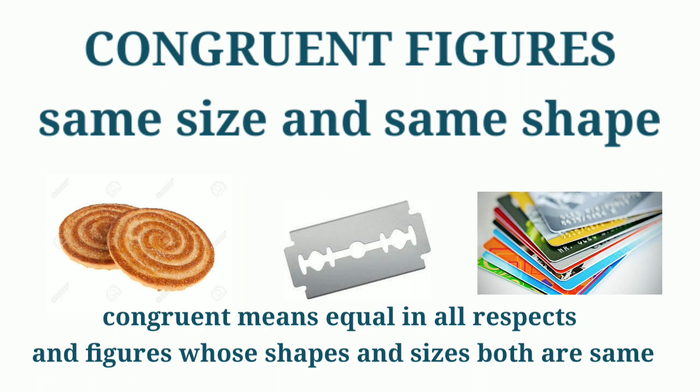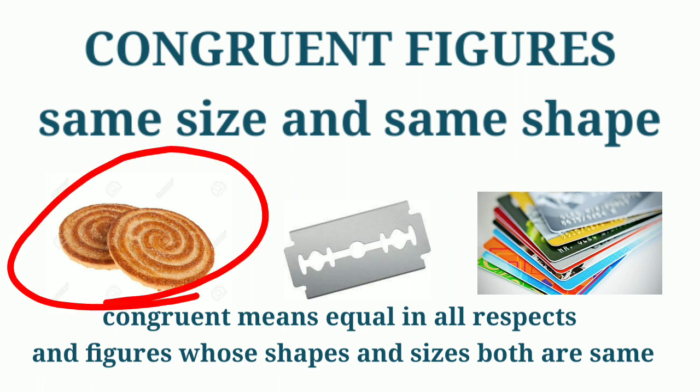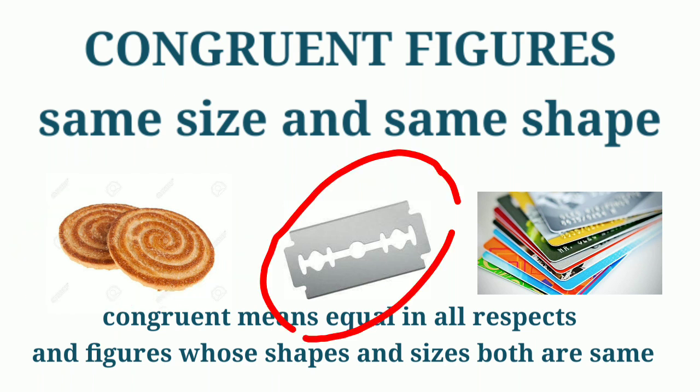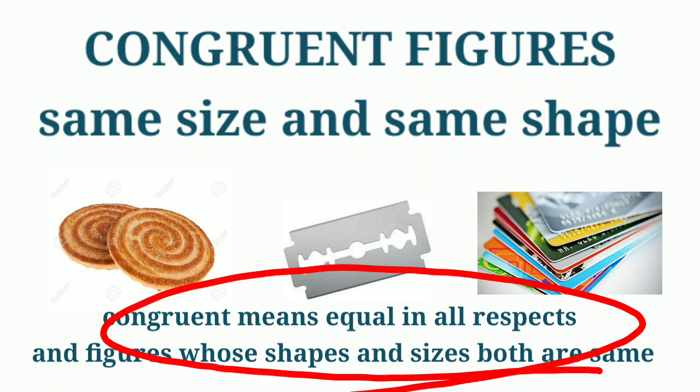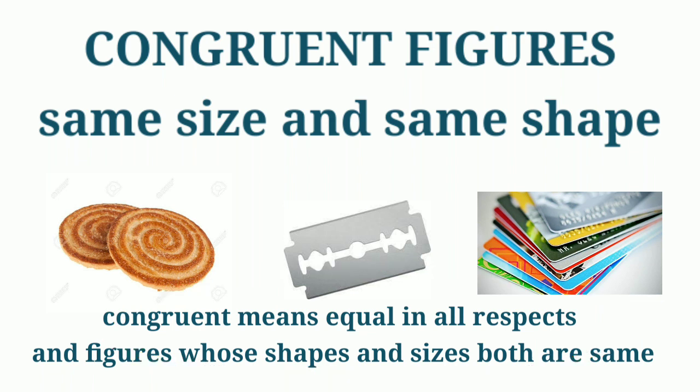In daily life situations, you can see a pack of biscuits, a pack of blades, ATM cards, etc. All these objects are the same size and same shape, so these are some examples of congruent figures. So what is meant by a congruent figure? Congruent means equal in all respects, figures whose shape and size are both the same.